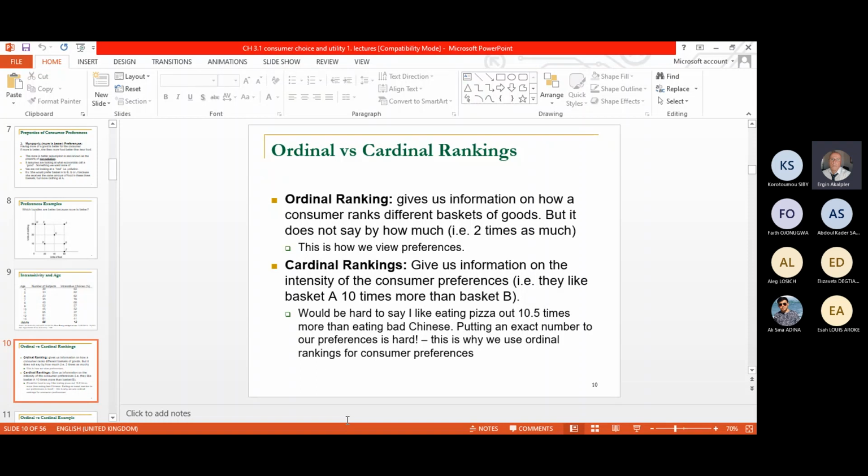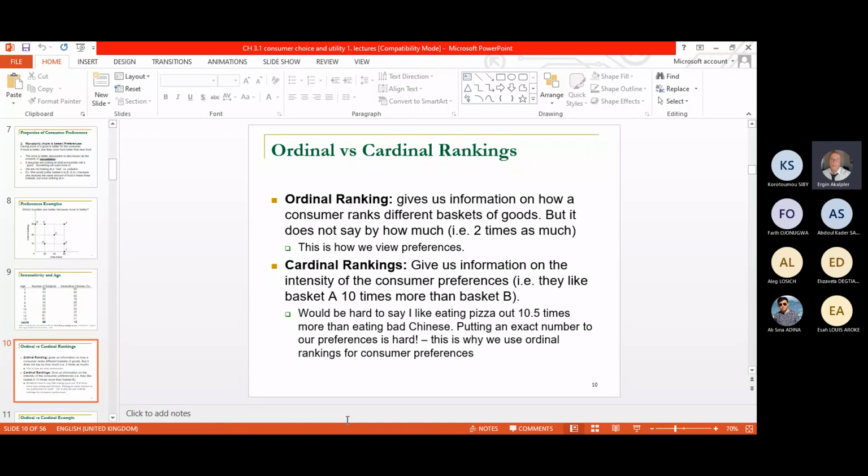The ordinal and cardinal ranking is also important in, let's say, consumer preferences. Ordinal ranking gives you information on how a consumer ranks different baskets of goods, but it does not say by how much, which means 2 times as much. This is how we view preferences.